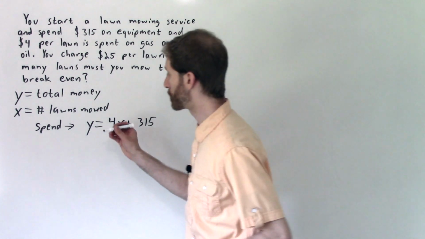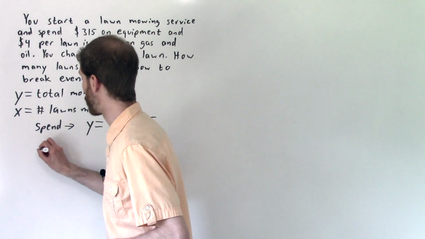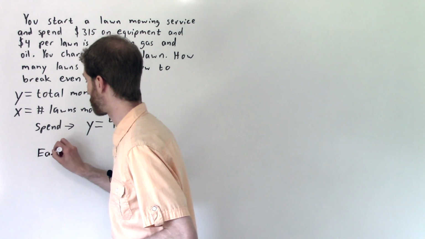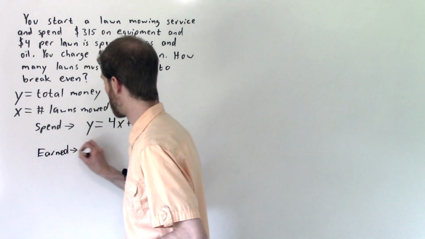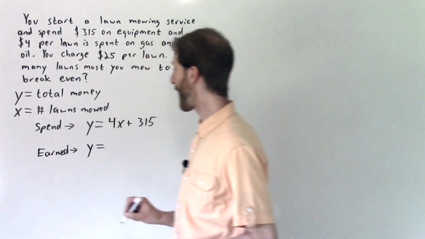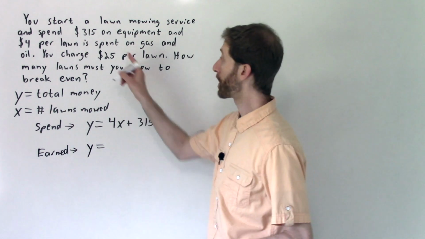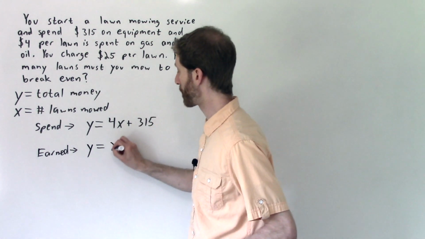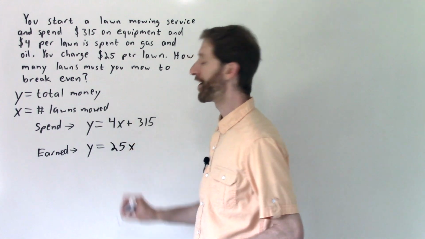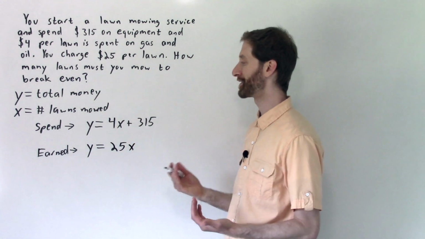The second equation is the amount that we earn. So I'll call that the earned amount. So the total money we earn, y, is equal to $25 per lawn, which would be 25 for each x. So now we have a system of equations.